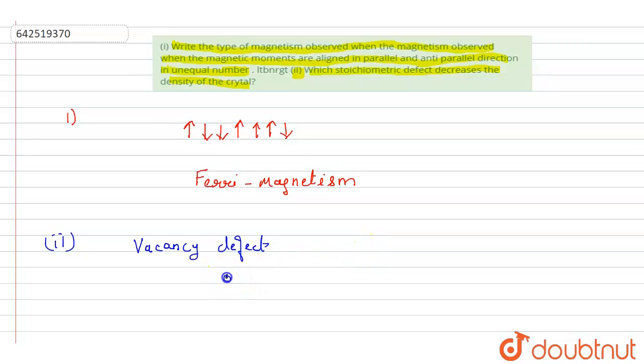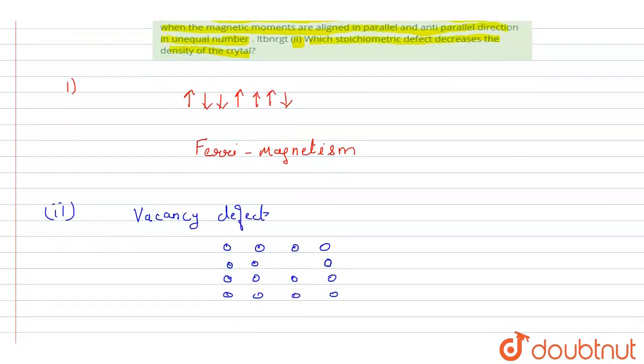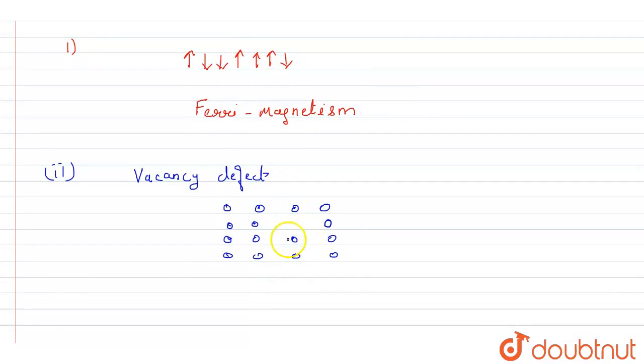So let's take the example of a solid crystal. Suppose this is the lattice of a solid crystal. In this case, a vacancy is produced when an atom is missing from its original site. Suppose this metal atom is missing, so here this is the empty lattice site.